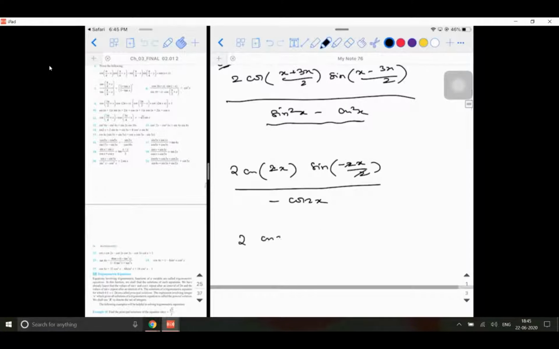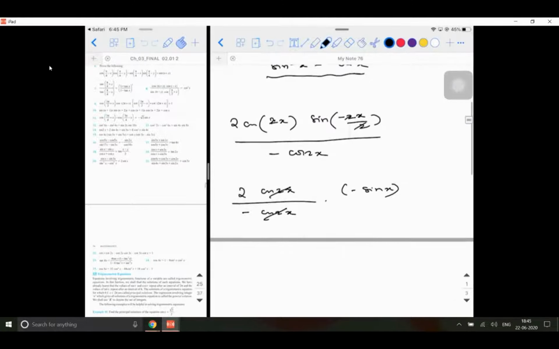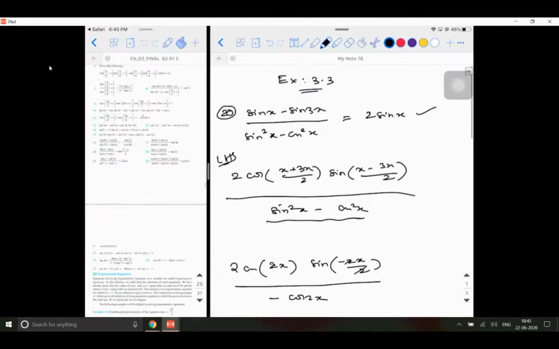So 2 into cos 2x divided by minus cos 2x into sin of minus x, which can be written as minus sin x. This we know. So cos 2x and cos 2x will get cancelled. Minus and minus is gone. What is it that you are left with? It is 2 sin x. So that's what you are asked to prove.